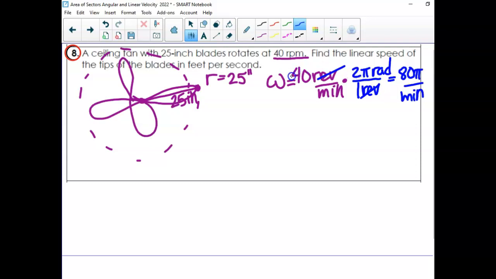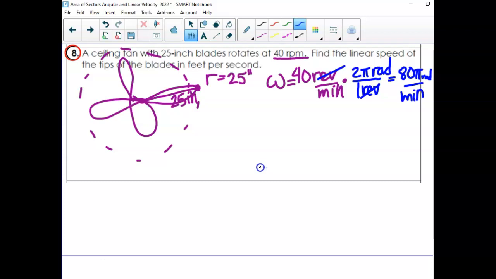Is that okay? 40 times 2 is 80. You could type it in the calculator, but I'm just going to leave it 80 pi radians per minute. I didn't have time or space to write radians in there, but okay.